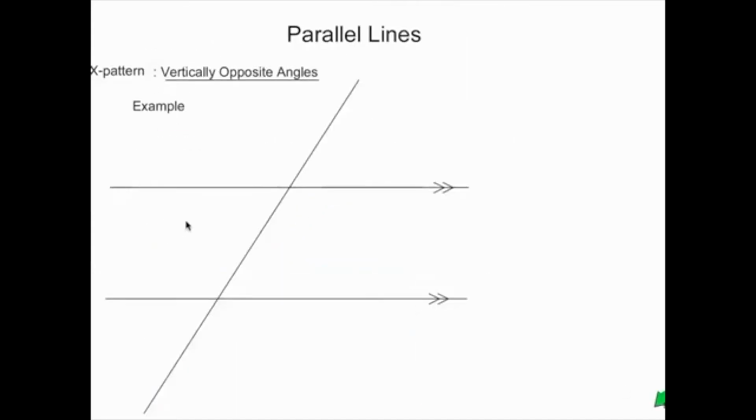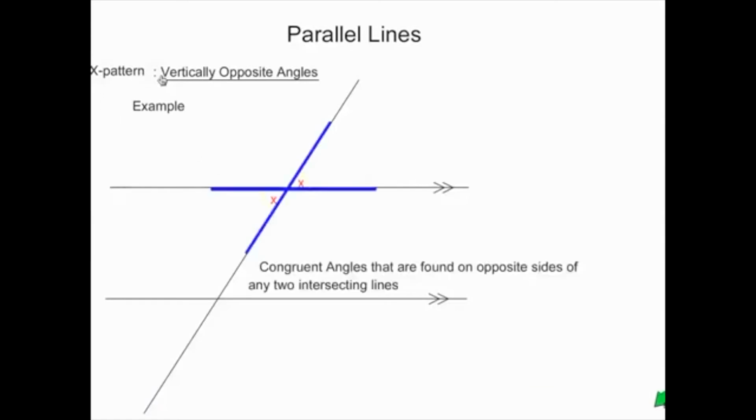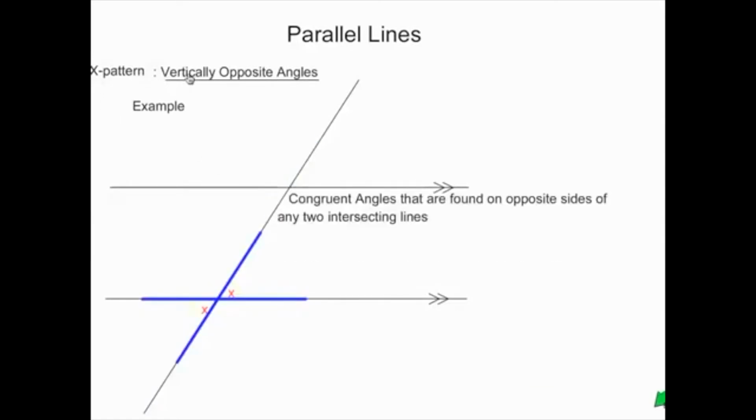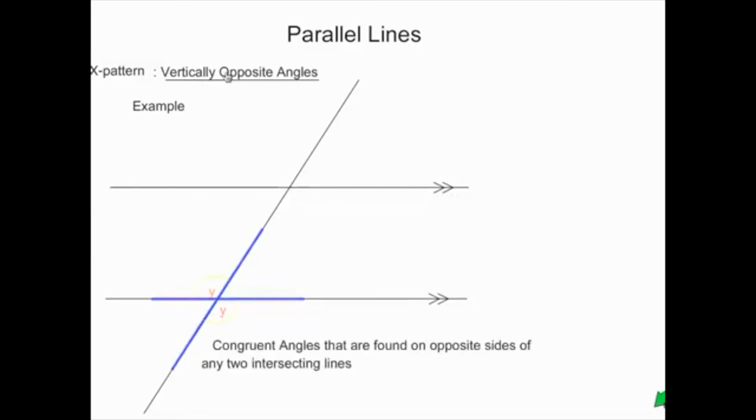It's the X pattern. The X pattern are vertically opposite angles. They're vertically opposite, they make an X, and they kind of point at each other across the X. These two angles, which I've labeled X, are identical. These two, which I've labeled Y, are identical as well.